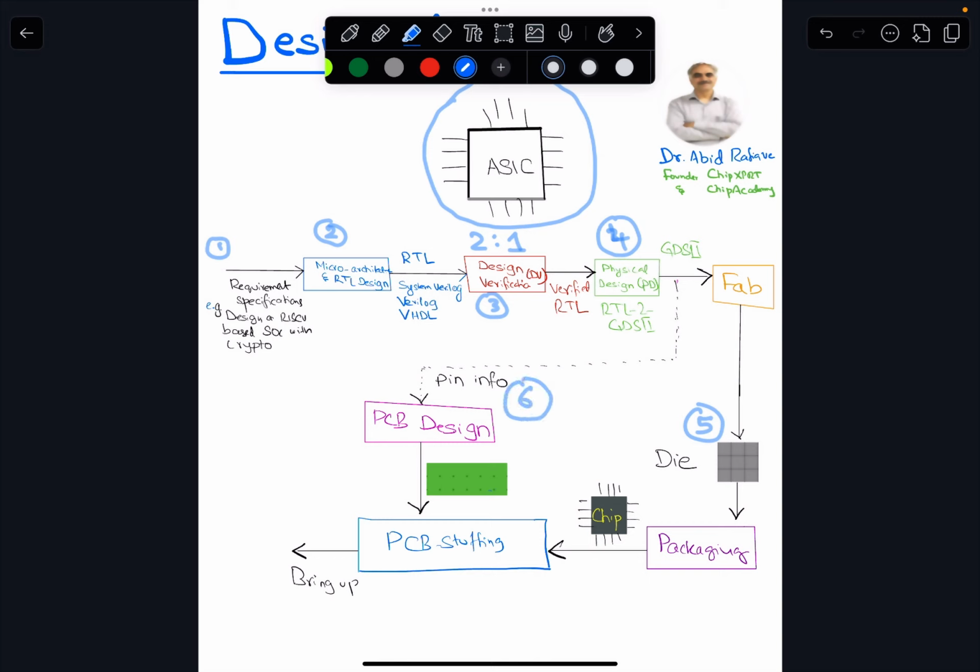The PCB design team also gets requirements from the requirement specifications, such as what kind of interfaces are required. After the fab gives you the die, you give it to the packaging company, which packages it for you to get a chip. You have the PCB ready and you have the chip, so you just stuff it on. So this is step 7, and step 8 is that once the chip has been stuffed on the PCB, you bring it out and do some preliminary tests to make sure that all the interfaces, your SPI and so on, are working. So this is the whole complete flow.